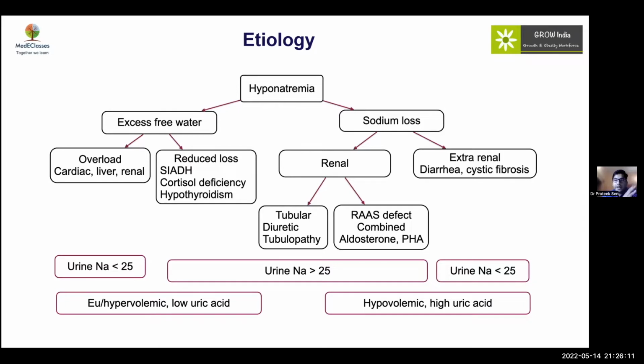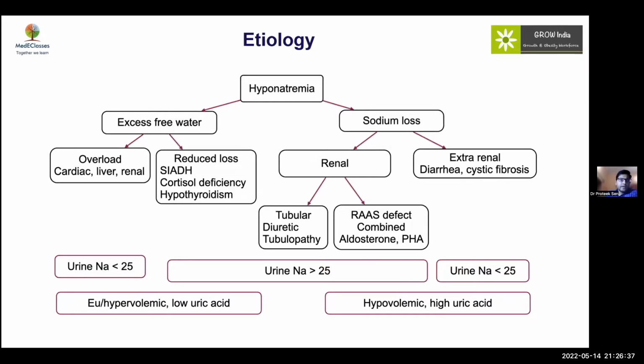Where the body is actually losing sodium, it could be via the kidneys or extrarenal. In the kidneys, it could be due to a tubular defect, due to drugs or actual tubulopathy, or an actual RAS defect where there is aldosterone deficiency. This deficiency may be combined or isolated aldosterone deficiency, such as in PHA. In extrarenal causes, the sodium is being lost by the skin, such as in cystic fibrosis, or through the GI tract in diarrhea.